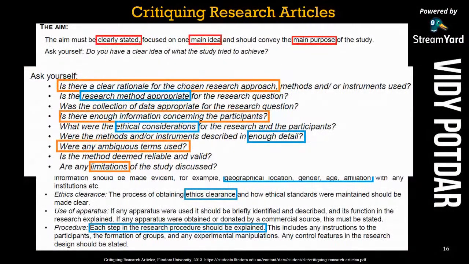Okay, so I want you to have a look at these questions. Ask yourself a bit here. And pick up an empirical paper and try to write a commentary about the research methodology part of that research paper. Okay.